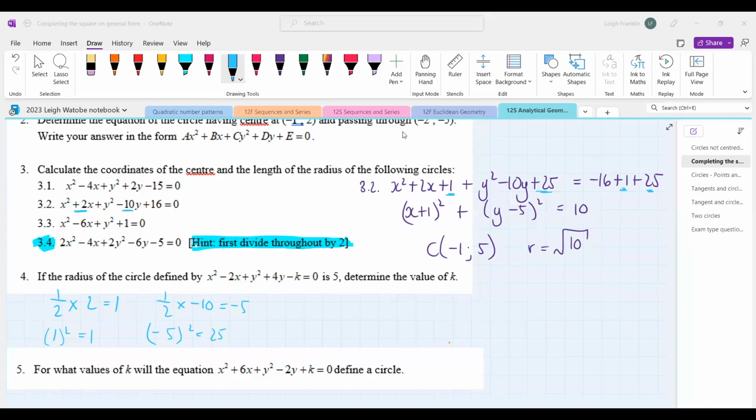Yes, the signs change. Okay, so the signs change. From +1, it becomes -1, and from -5, it becomes +5. Okay, everybody happy with that?